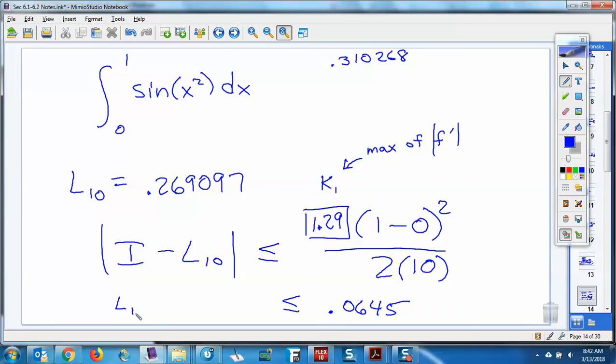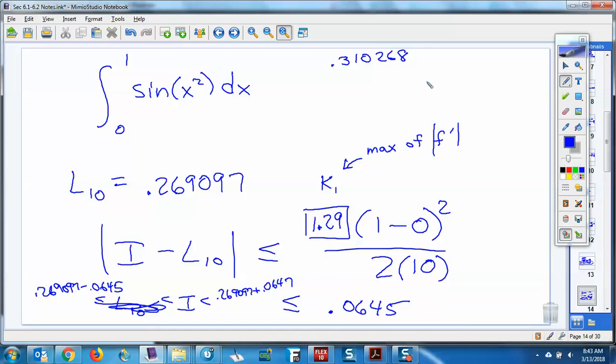Well, what you can do then is you can take your L10 number and just add this on and subtract it off, right? So you could do 0.269097 plus 0.0645. And over here, 0.269097 minus 0.0645. We know the exact answer has to be somewhere in between there. Now, it turns out that this is increasing during 0 to 1, so we actually know the left is under, so we can add that on. Say it's got to be somewhere in between 0.26 and whatever.